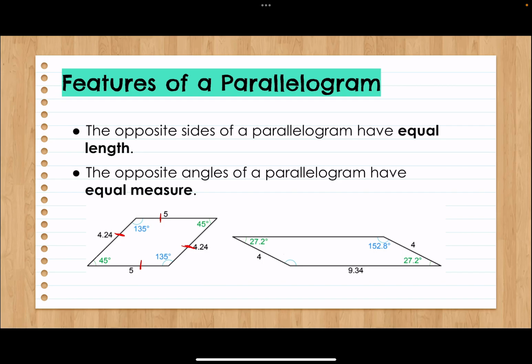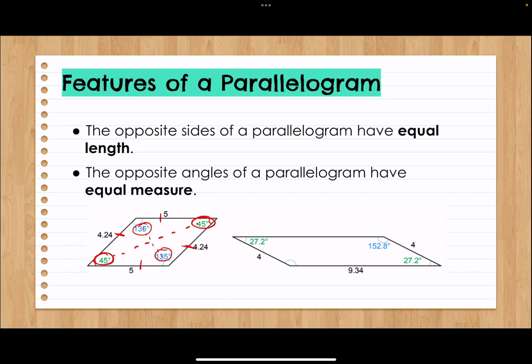And then opposite angles of a parallelogram have equal measure. So if you see, opposite is diagonal. So opposite is all the way on the other side of that shape. So you can notice that these are both 45. And opposite that are two 135-degree angles. So opposite angles are always congruent or equal measure. And then opposite sides are also equal length.